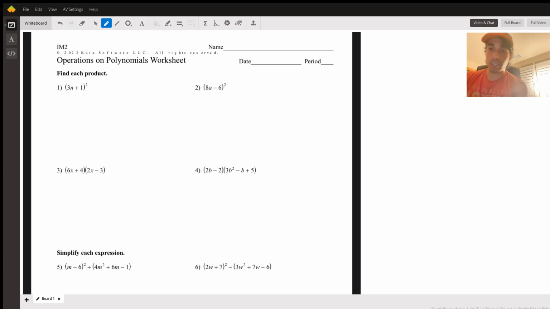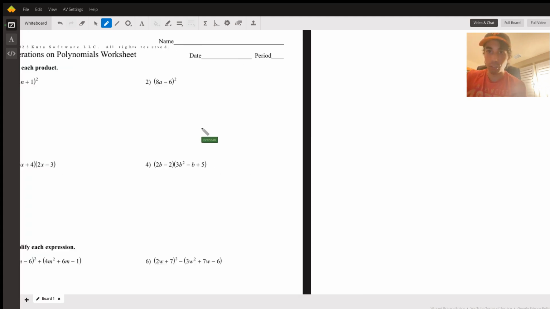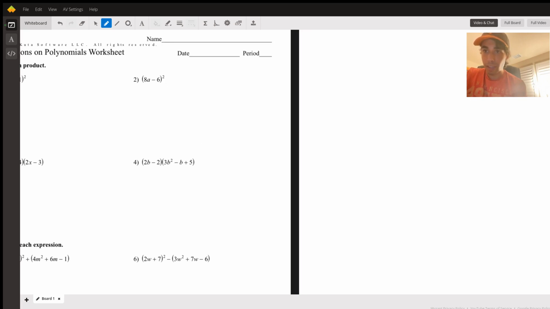Okay, let's get started. First of all, I'll do number two because number two has a negative in it, and everyone hates the negatives for some reason. So I'll do number two so we can work through this one. All right. So let's see. First thing you got to notice is that squared. Remember, squaring something means that you're multiplying by itself, right? That means 8a minus 6 times 8a minus 6.